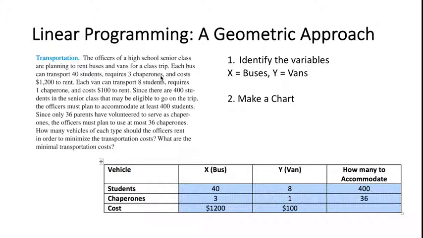If you look through this information, it says each bus can transport 40 students, requires 3 chaperones, and costs $1,200 to rent. 40 students, 3 chaperones, and it costs $1,200. How about the vans? They can transport 8 students, 1 chaperone, and they cost $100 to rent. Now, how did I get these figures? Remember, it says there are 400 students in the senior class that may be eligible to go on the trip. So there are 400 students, and there are 36 chaperones.